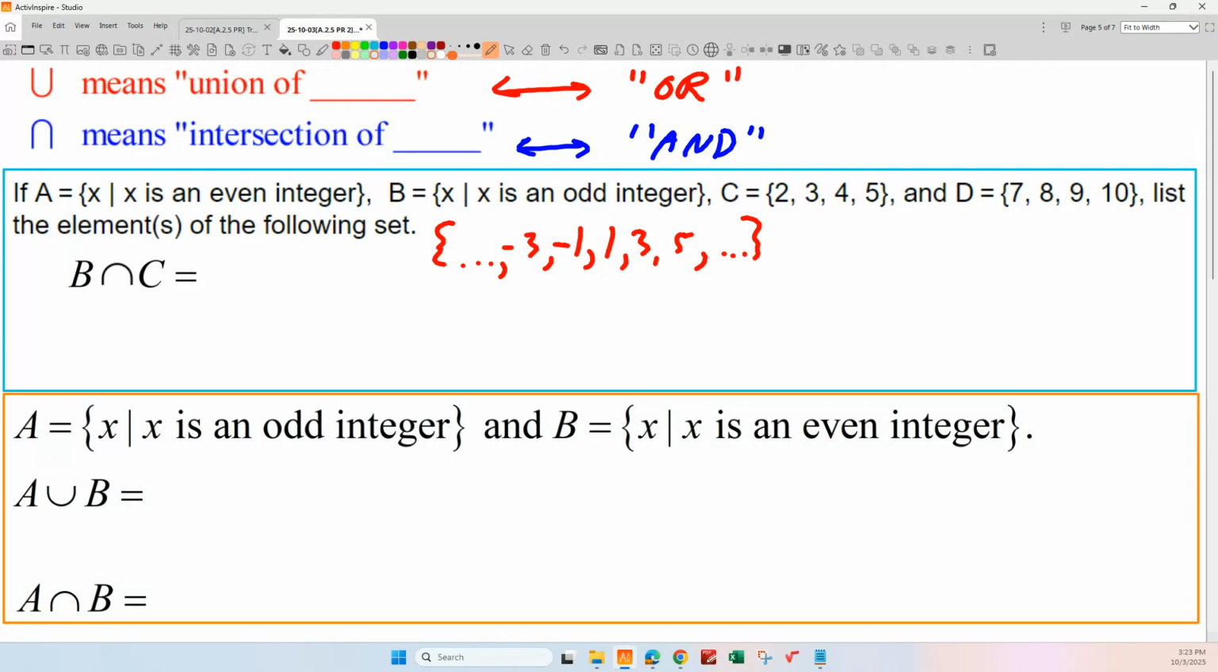Okay, so there's, whoops, that's bad color. There's 3 and there's 5. That's it. None of the other ones overlap. Okay.